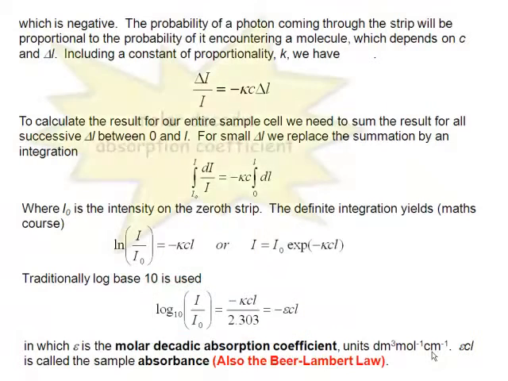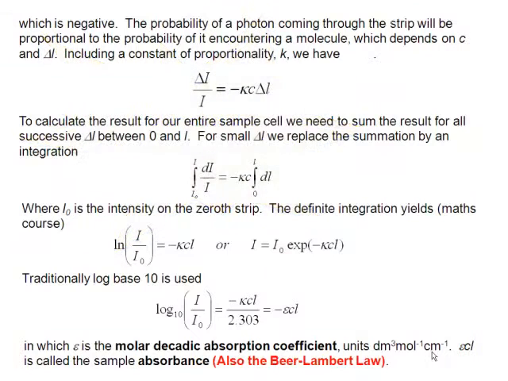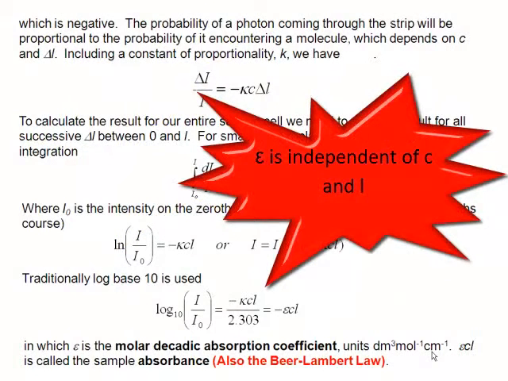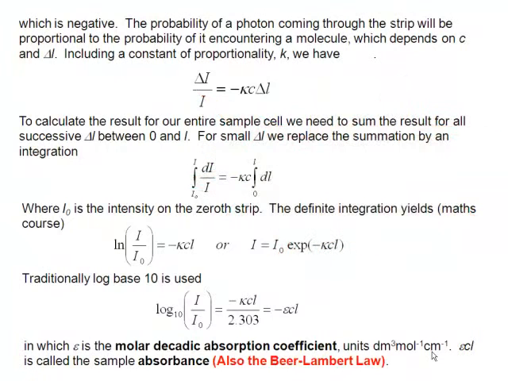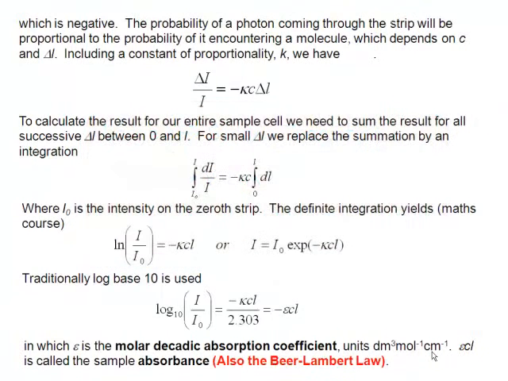Epsilon is what we call the molar decadic absorption coefficient, and it's a function of the molecule. So it's independent of the concentration or the length of the sample. It tells us about the propensity of the molecule to absorb light. So if epsilon is a large number, then that's a strong transition. If it's a small number, then it's a weak transition. If it's 0, but you know the energy levels are there, then it's a forbidden transition. So having this epsilon allows us to be quantitative about the strengths of electronic transitions.